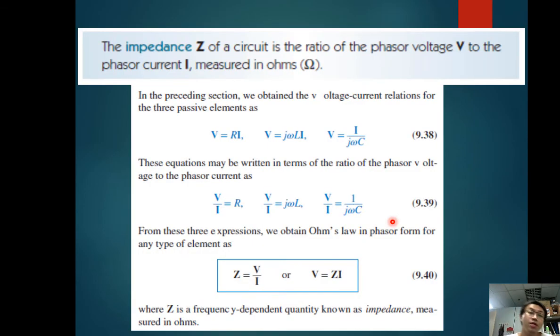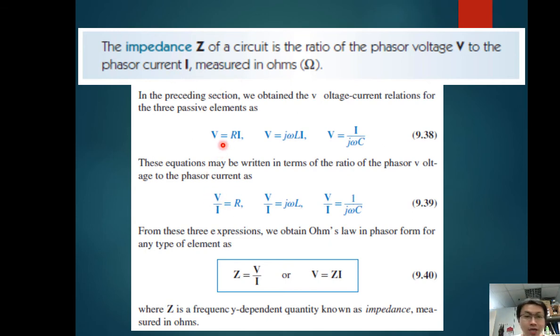Okay, next we talk about impedance. The impedance of a circuit is the ratio of the phasor voltage V to the phasor current I, measured in ohms. In chapter 2, we talked about resistance value, capacitance value, inductance value. That one is DC circuit, in direct current. When we deal with the AC circuit, it involves frequency. So when we involve frequency, we need to change all the so-called passive elements into impedance.